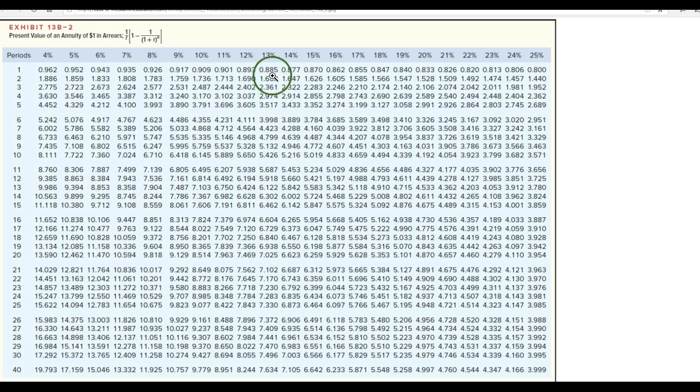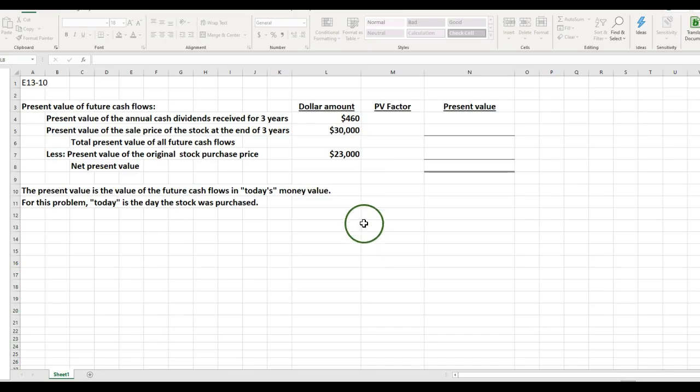2.361. So again, 13% column, the 3 period mark, 3 years, 2.361. Let's type that in, 2.361, enter.